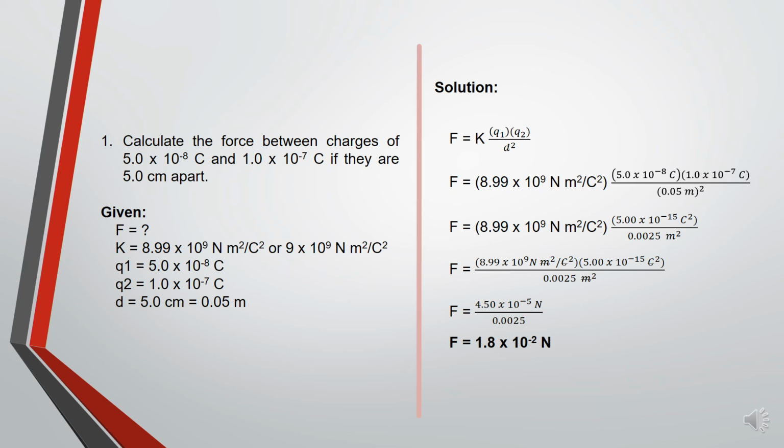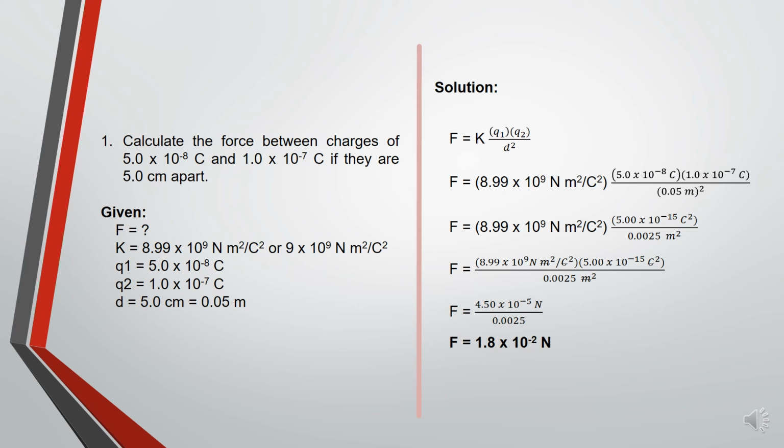Okay, so for Q sub 1 or dun sa first electric charge natin, we have here the given, which is equal to 5.0 times 10 raised to negative 8 C. And for the Q sub 2, we have 1.0 times 10 raised to negative 7 C. And for the distance, it is given as in centimeter. Okay, so 5.0 centimeter apart.